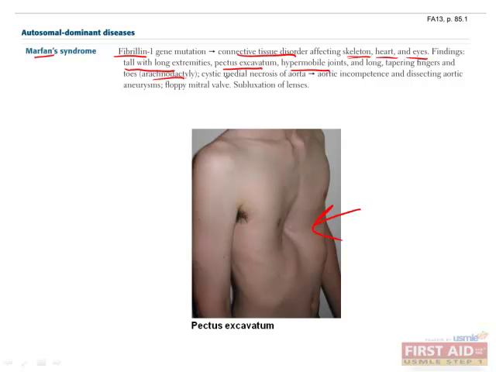These patients are more likely to get cystic medial necrosis of the aorta, which can result in aortic incompetence, a floppy mitral valve, and aortic dissection, which is bleeding into the wall of the aorta. They can also have subluxation, which means dislocation of the lens of the eye.